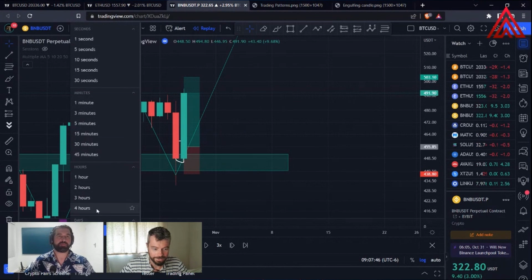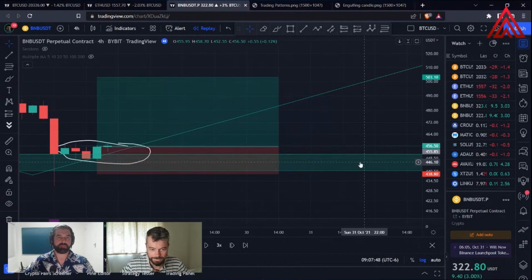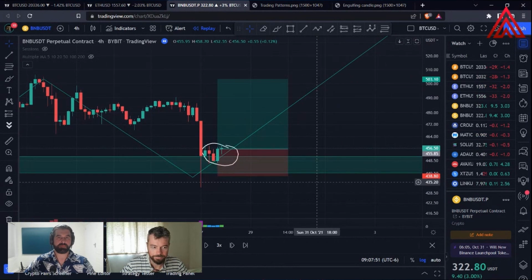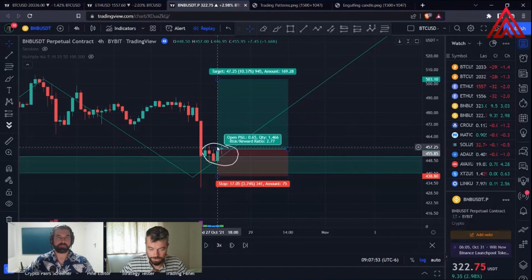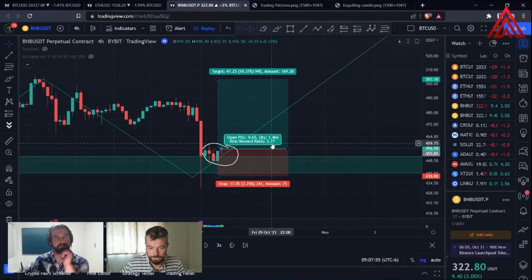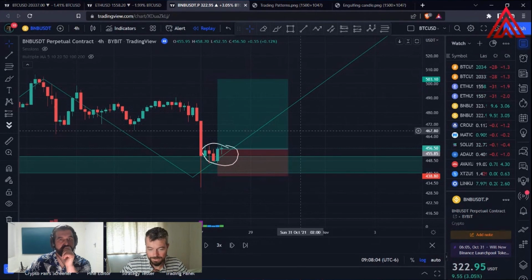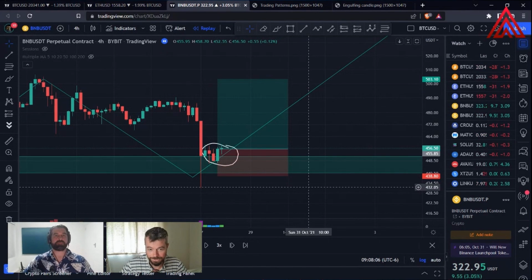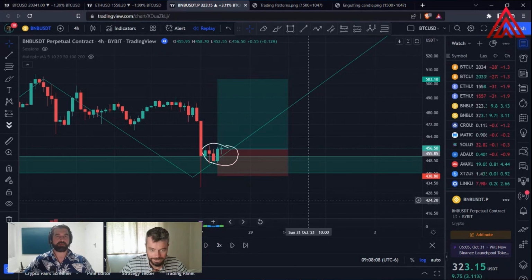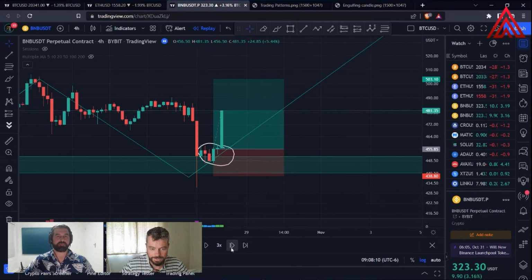Okay, let's stay on the 4 hour because it's going to be a bit more obvious. So here's my trade. I enter this position. I've got a nice reward risk ratio of 2.77, so almost 3, which means that I take the risk of gaining 3 or losing 1. So it's a very good reward risk ratio here. Okay, and let's see what happens.